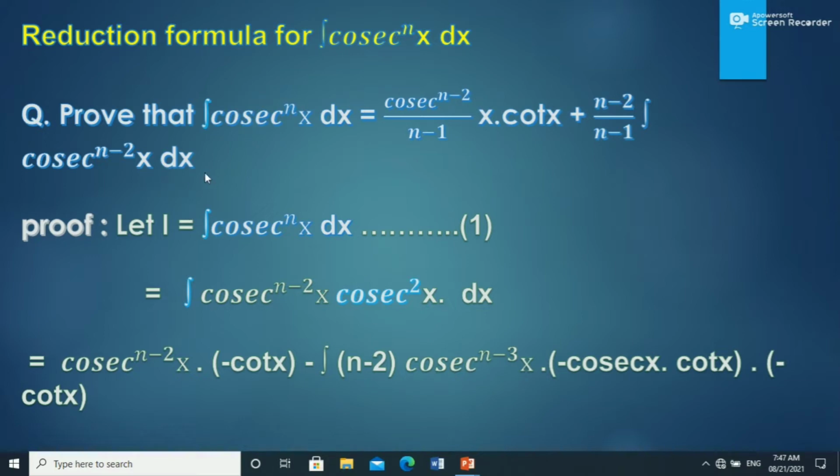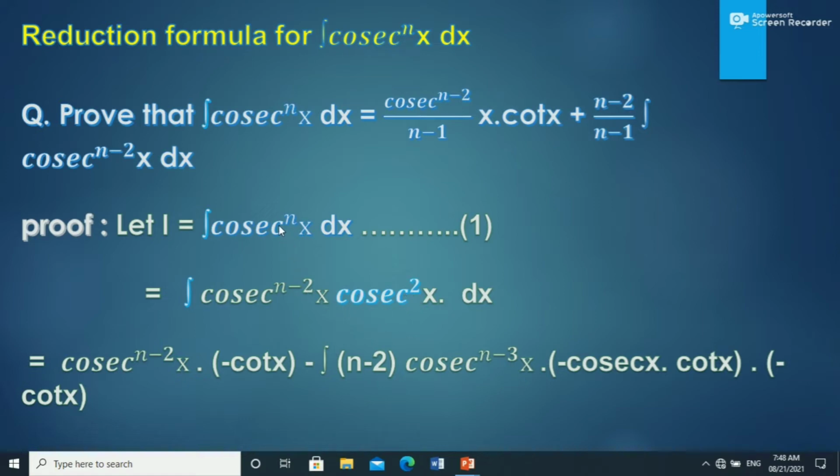Firstly, we consider the left hand side, that is I is equal to the integral of cosec^n x dx. It is equation number 1. As you remember from the last such videos, we split this cosec^n x dx in a different way. That means we have to use integration by parts here.